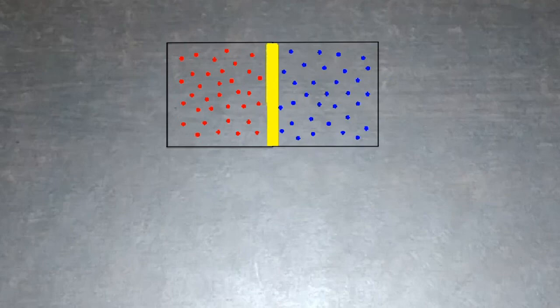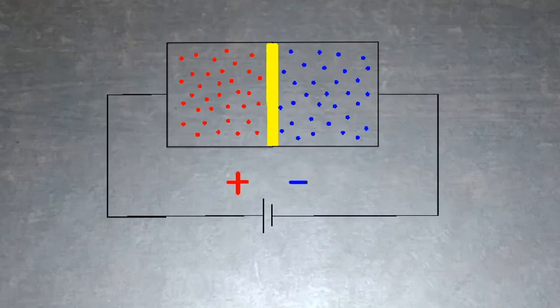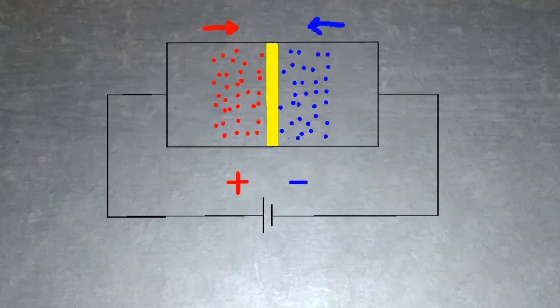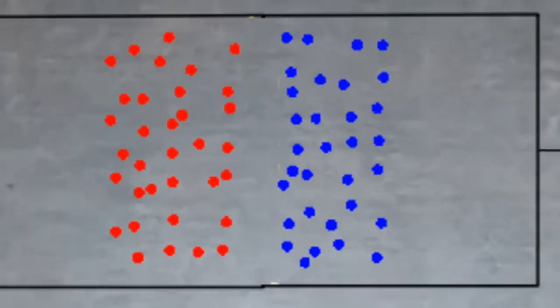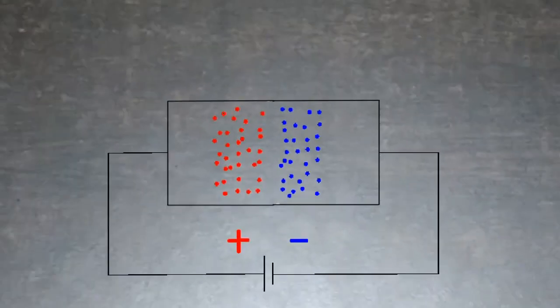Now, when diode is connected in forward bias, which means P is connected to positive and N is connected to negative terminal, the holes and electrons move towards depletion layer and gets deposited on either side of the depletion layer. This creates a potential difference across depletion layer and weakens it, and after a certain voltage it breaks down and current starts flowing through diode.